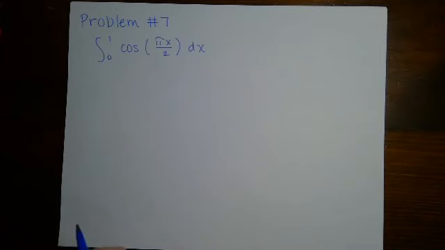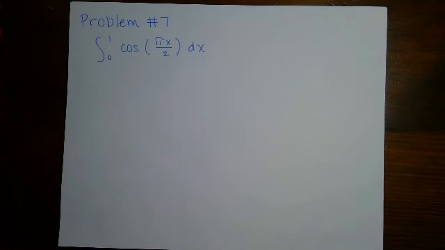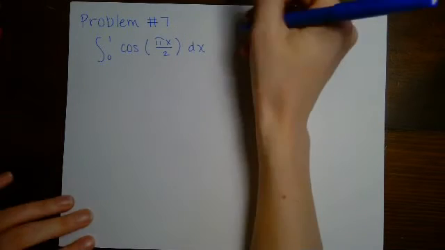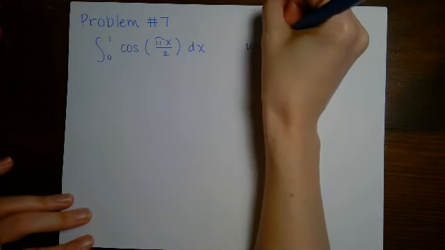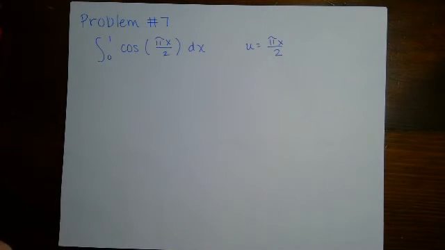All right, and here we go with problem number 7, which is a definite integral. So let's see what we have to do here. Generally, whenever I see a cosine of something, I assume that that something is going to be the u. So let's make our u pi x over 2.